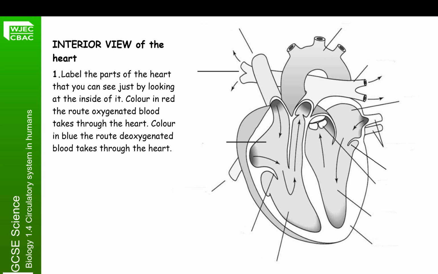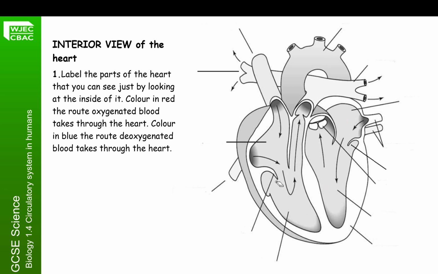So if we take our red pen to begin with, just check we've got red here. This looks quite complicated, this version of the heart. I'm going to start first of all by explaining you should be able to see two top chambers, one here, and then two bottom chambers, one here and one here. The names of the chambers are called the atria and the ventricles, okay? So the top ones are the atria, that's this one, and the bottom two are the ventricles.